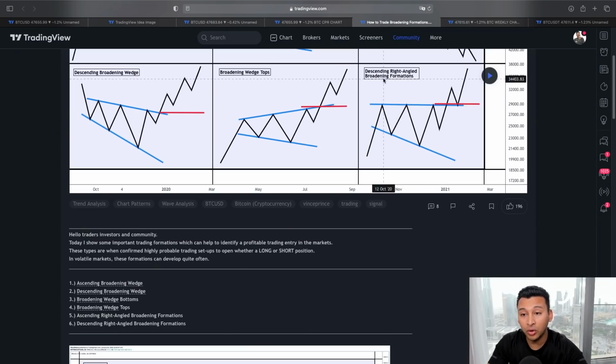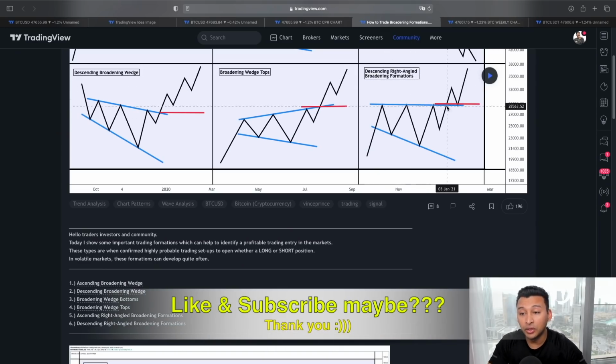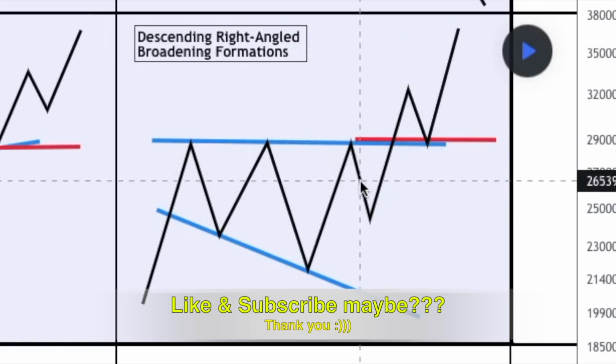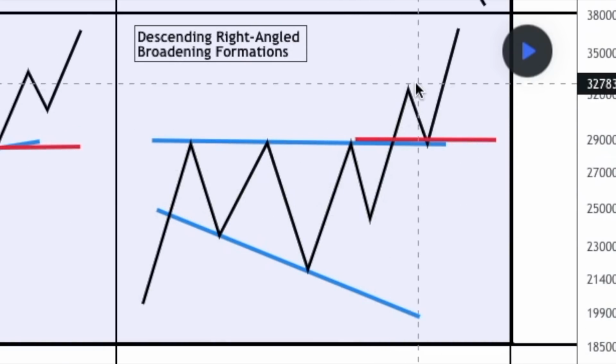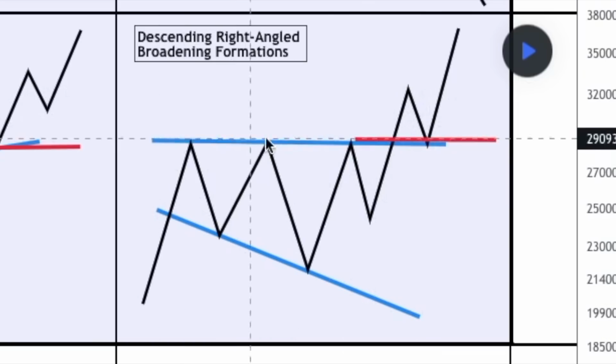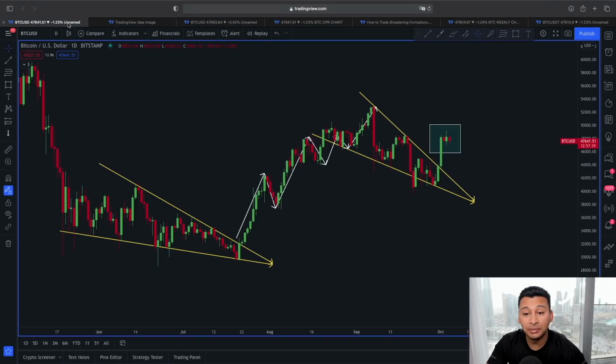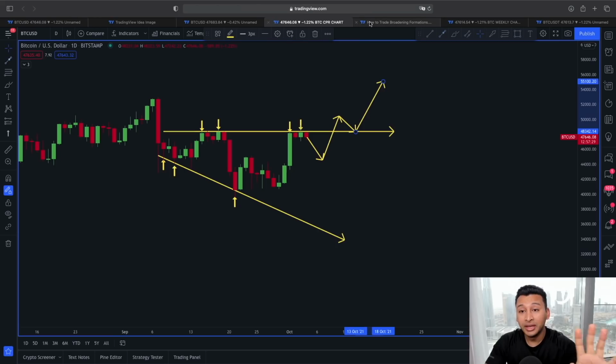Because according to this descending right angle broadening formation, you can see price could see a final pullback that could be around 45 to 46,000, and again breaking out, flipping this resistance into support and continuing this rally here to the upside. And if that is going to happen, then this scenario would make a lot of sense, because also in the previous example we did see some sort of a shakeout on our way before price started this rally here to the upper direction. So now, as you can see, things are making a lot of sense, right?